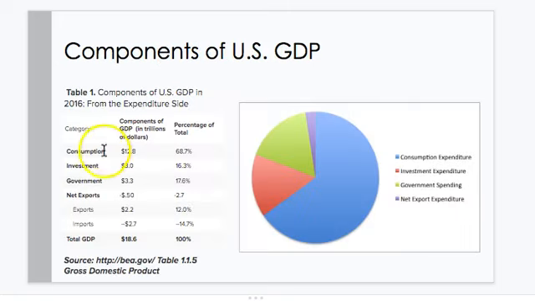And here's what the components of U.S. GDP look like. You can see there's a table. The biggest part of the pie is consumption, and that's about always the case. It's over 2/3 consumption.